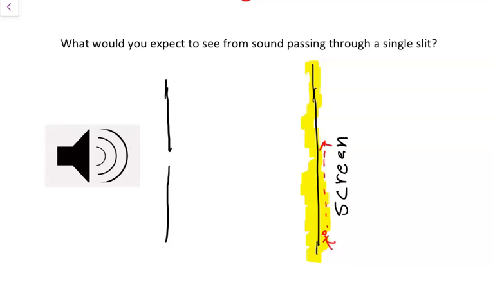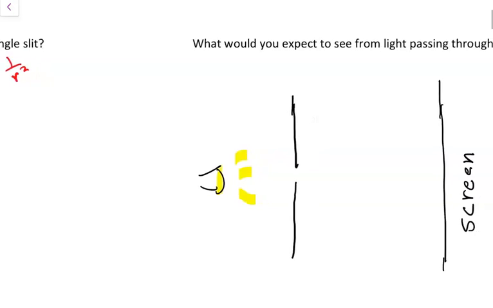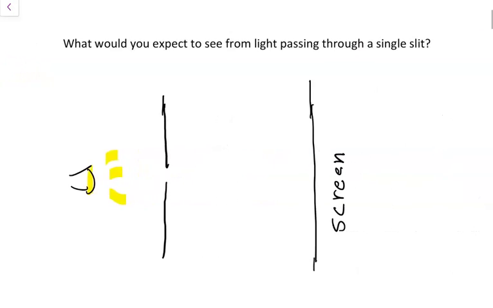You would imagine as a sound wave that the intensity should decrease as you get further away from this center point, where the max should be right in the middle. You get that from the idea that the intensity is inversely proportional to the square of the distance. So then, if I were to ask you the same question, but instead of sound it's now light, what would you expect to see from light?